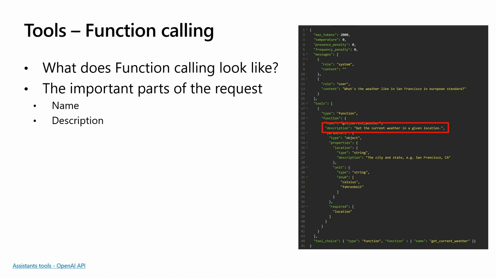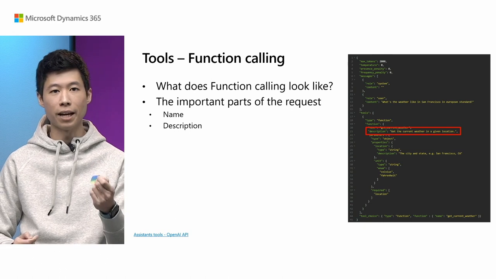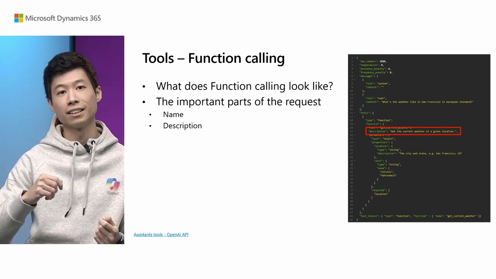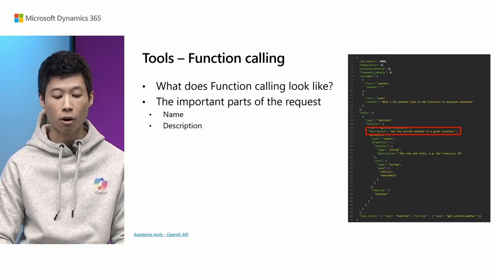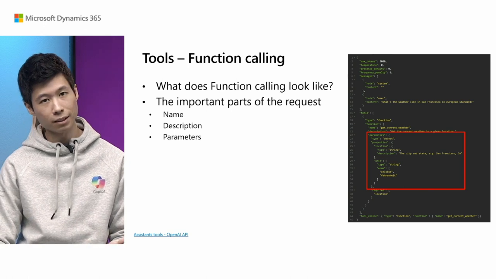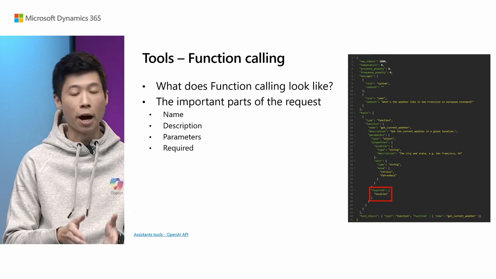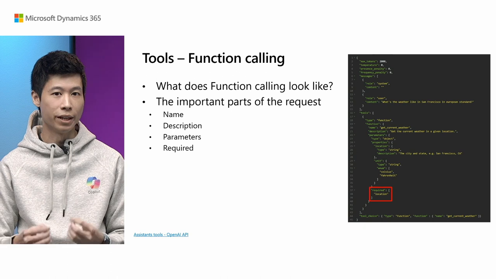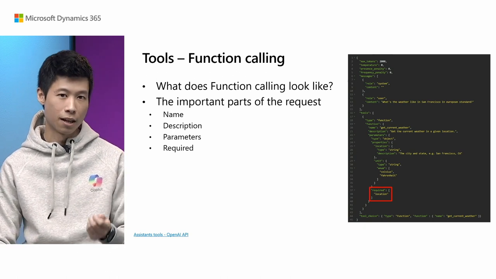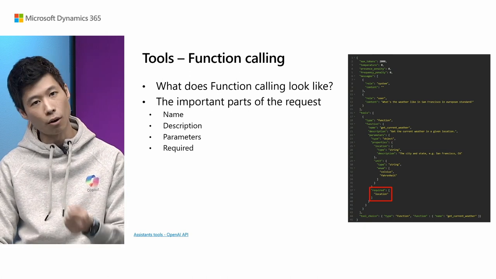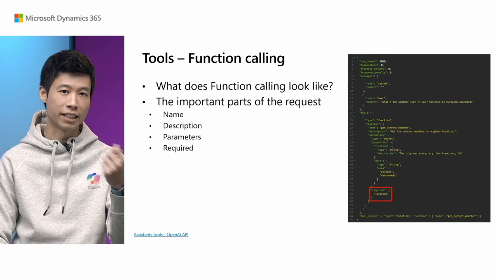Now, the description tells the model what the function actually does. It allows it to understand, okay, if the user is asking something about weather, this may be the function I want to end up calling. Then you have parameters. In this case, my function get current weather takes in two parameters. One is location, and the other one is unit. And lastly, you have the key required. Required basically tells the model that these are required arguments that I need returned to me. So in this case, I'm only telling it I need the location, whereas the unit can either be blank or it can be filled in depending on what kind of context is gathered from the input.